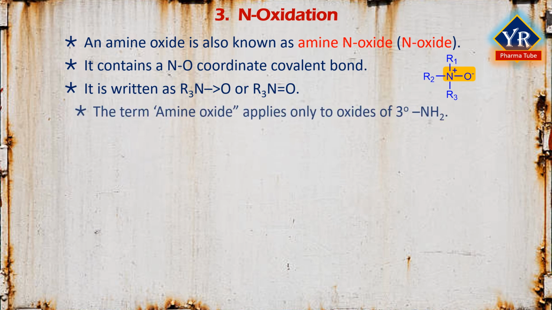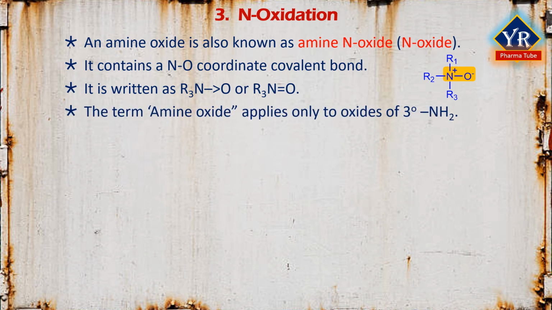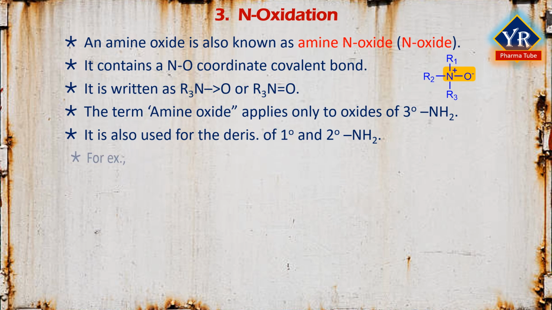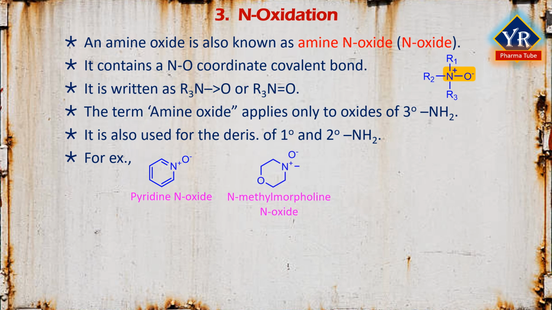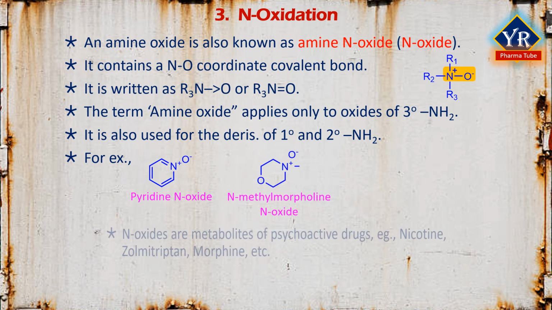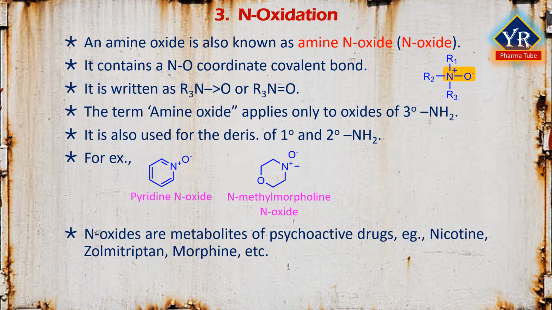In the strict sense, the term amine oxide applies only to oxides of tertiary amines. Sometimes it is also used for the analogous derivatives of primary and secondary amines. Examples of amine oxides include pyridine N-oxide, a water-soluble crystalline solid, and N-methyl morpholine N-oxide, which is an oxidant. N-oxides are common metabolites of psychoactive drugs, for example nicotine, zolmitriptan, and morphine.